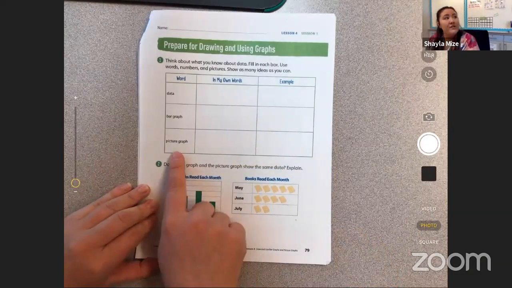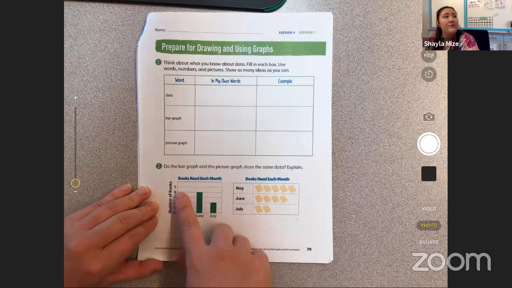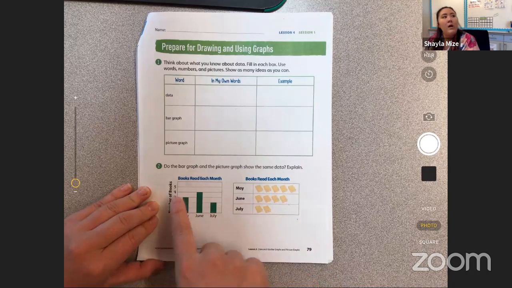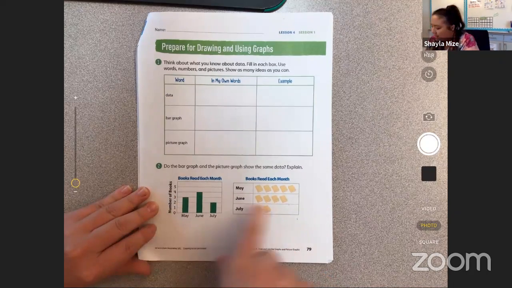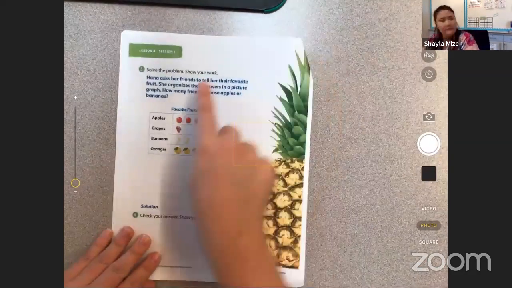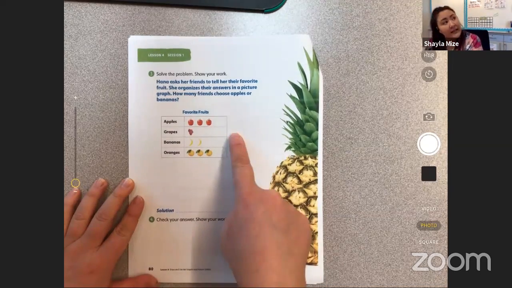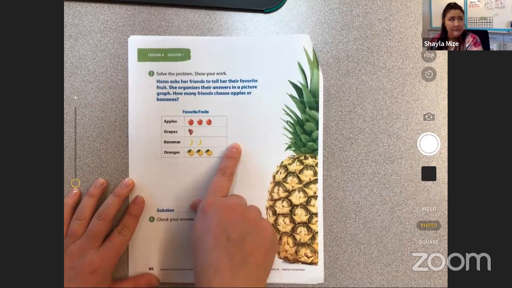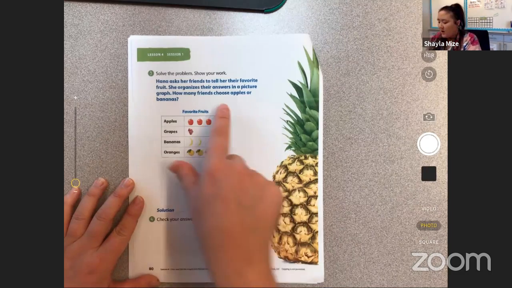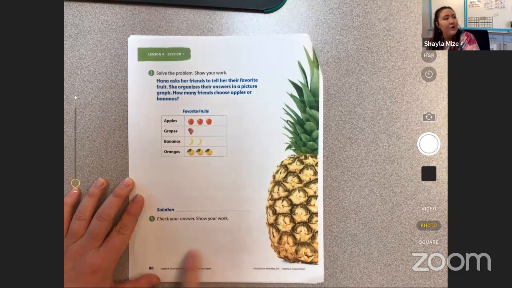And then you're going to do the bar graph and picture graph. You're going to explain how they show some data. But what are they showing? Write it right down here. What are they showing? Then there's a problem here with Hannah asking her friends their favorite fruit. So now we're looking at her friends' favorite fruit. And you're going to solve and answer that question. And then check your work and show your work, okay?